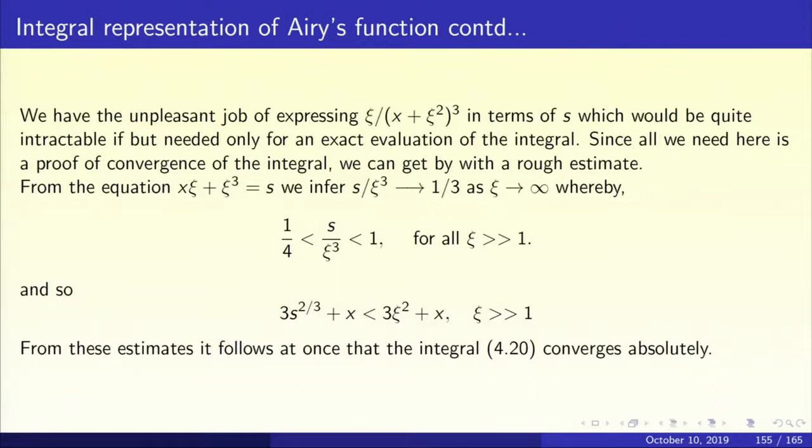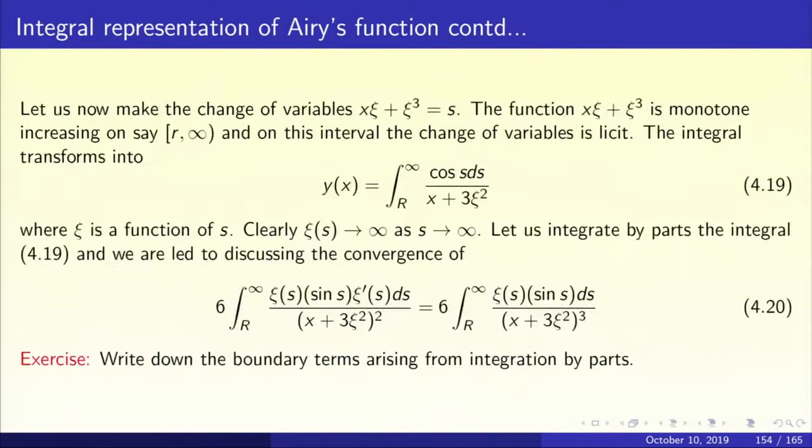We need just an estimate, not an exact evaluation. So we should not solve for chi explicitly in terms of s, that's too much work. But let us look at this equation. What is the basic equation connecting s and chi? x chi plus chi cube equals s.